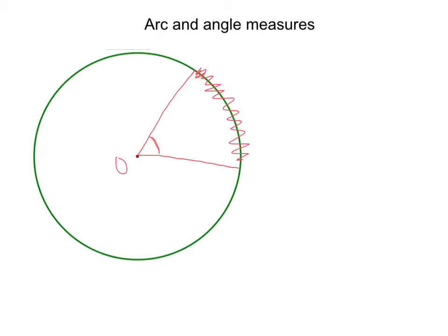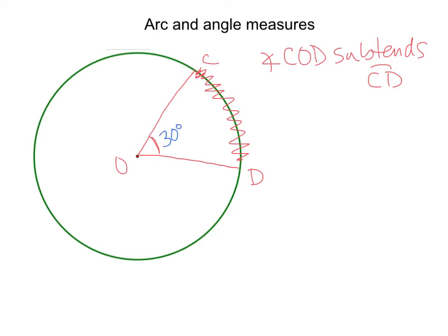And again, we can talk about this. Just to practice some vocabulary, angle COD subtends arc CD. Let's erase that. In terms of angle measures, whatever the measure of this angle is, say it's 30 degrees, the arc has the same measure. So the measure of an angle is equal to the measure of the arc.